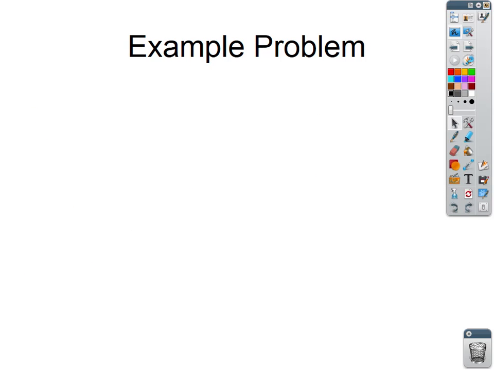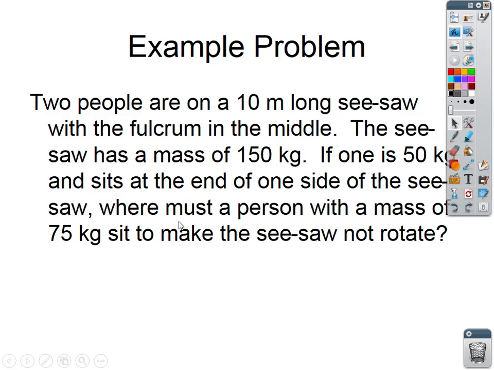So if we start with an example here, two people are on a 10-meter long seesaw with the fulcrum in the middle. The seesaw has a mass of 150 kilograms. If one is 50 kilograms and sits at the end of one side of the seesaw, where must a person with a mass of 75 kilograms sit to make the seesaw not rotate? So this is a problem. With these problems we always want to draw something out to illustrate what's happening. I think I have step-by-steps to help you out with it.